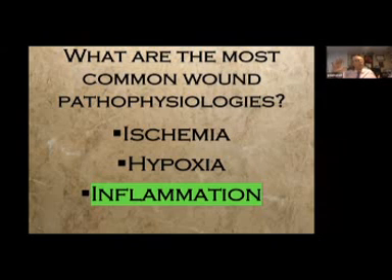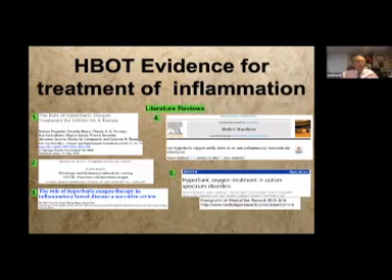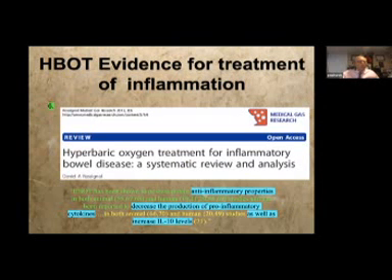So if we look at the common wound pathophysiology, it is ischemia, which is no blood flow or low blood flow, hypoxia, which is low oxygen, and inflammation, which is dominant in almost all of them. Well, what kind of evidence do we have for the treatment of inflammation? And this is where this whole talk is going. There are 7 review articles on hyperbaric oxygen therapy effects on inflammation.